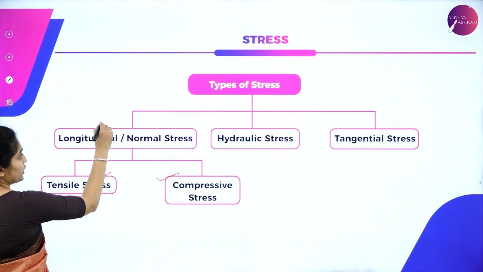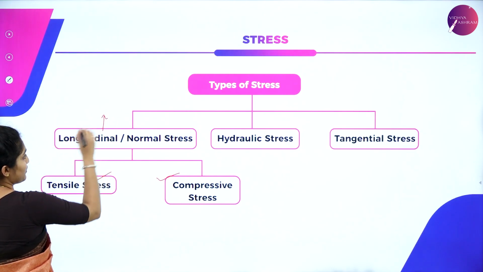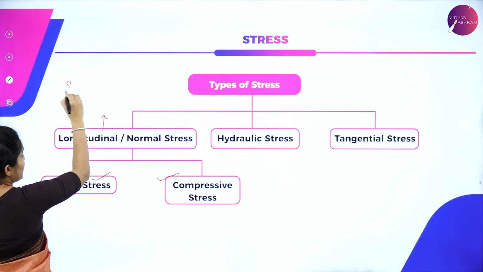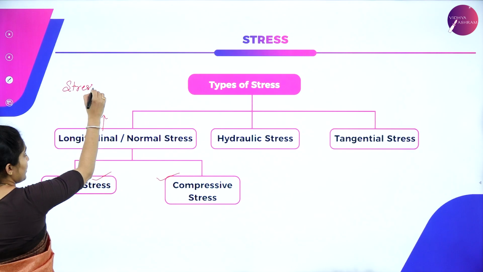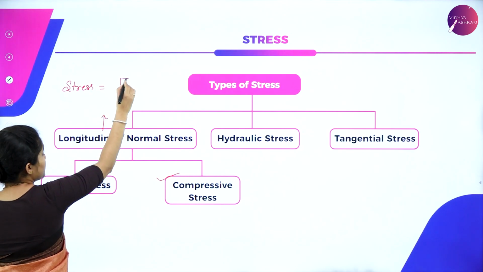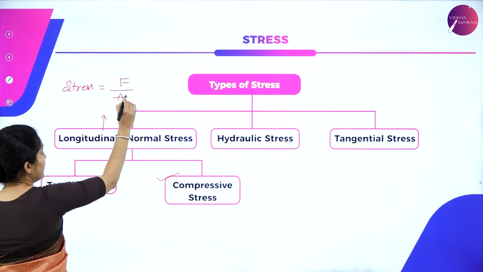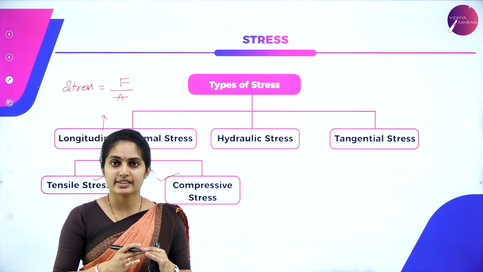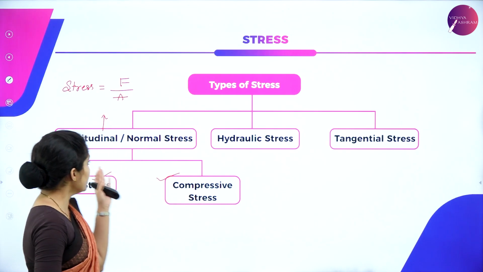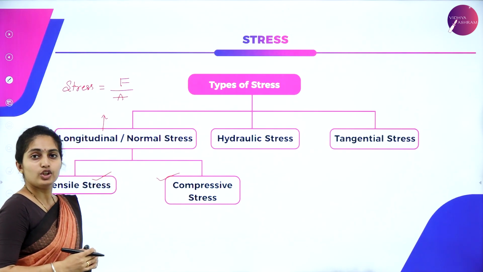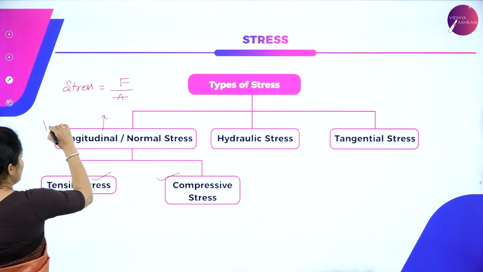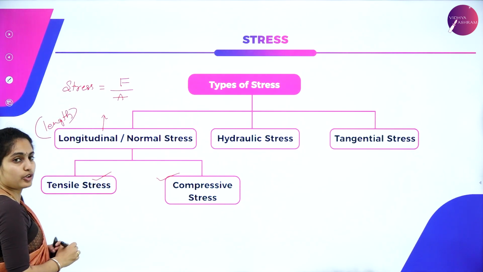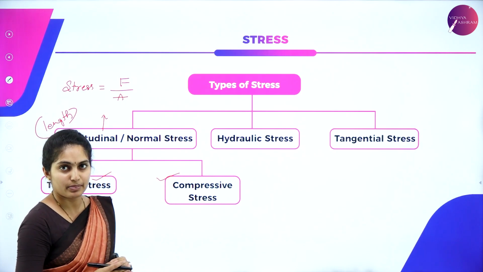First of all, longitudinal stress or normal stress. Stress is usually given in terms of the force acting per unit area along its length. Force acting per unit area on its length is called longitudinal stress or normal stress. This is with respect to length. Lengthwise, one is tensile stress and one is compressive stress.